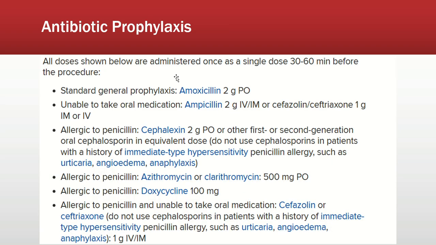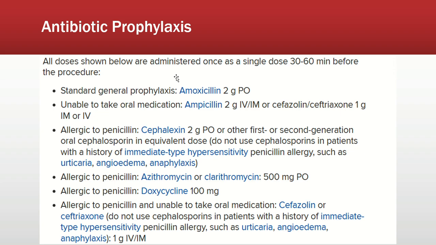But later, about 2022, if I remember correctly, clindamycin is no longer part of the antibiotic prophylaxis for infective endocarditis. Now, the standard is amoxicillin. Unable to take oral medications: ampicillin or cefazolin or ceftriaxone, the same. Allergic to penicillin: cephalexin 2 grams, or first or second generation cephalosporins. Allergic to penicillin: azithromycin or clarithromycin. Allergic to penicillin, we can also use doxycycline.